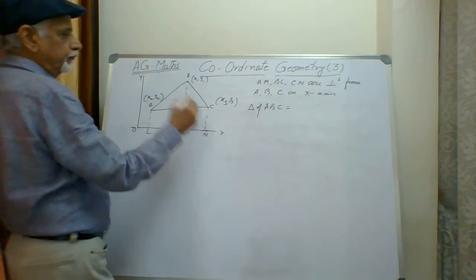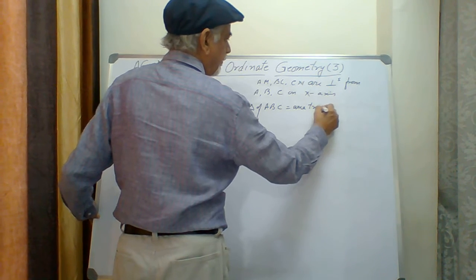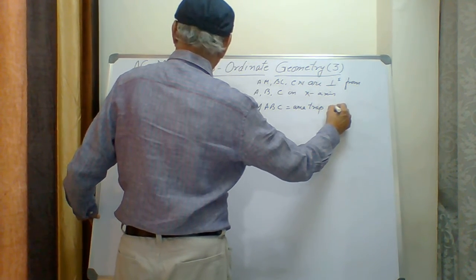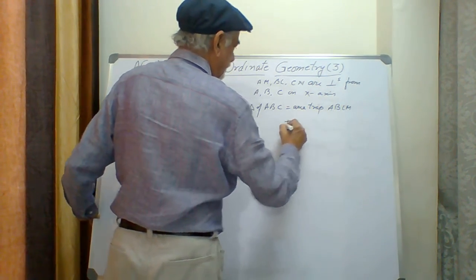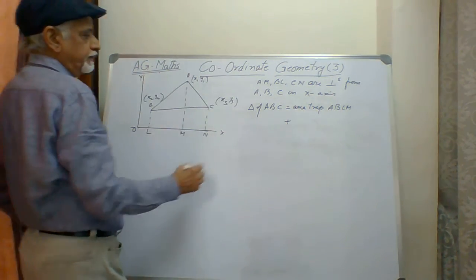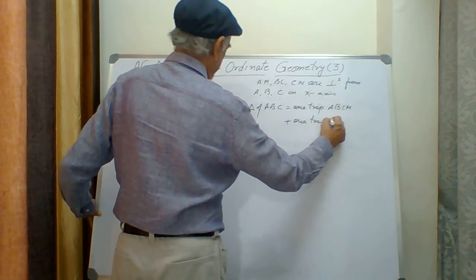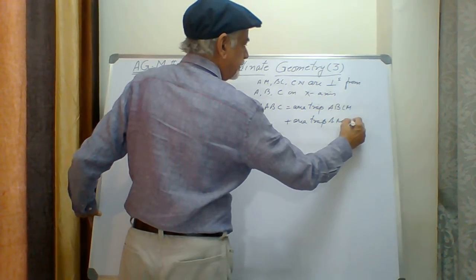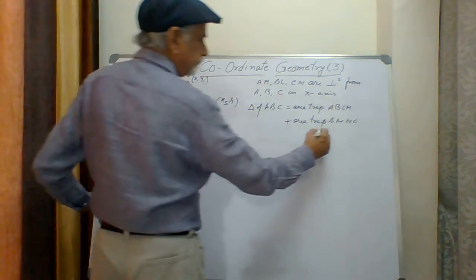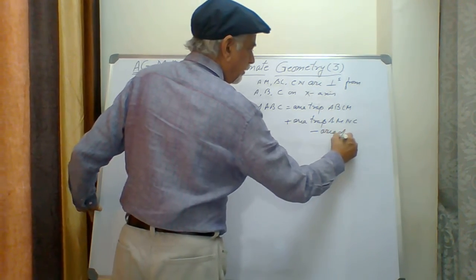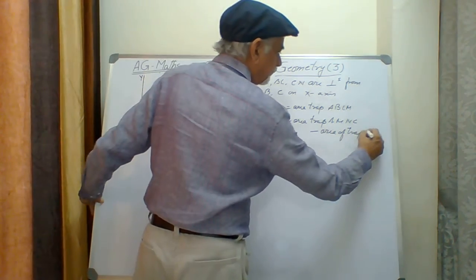Area of trapezium ABLM plus area of trapezium AMNC, and if I subtract the area of trapezium BCNL.